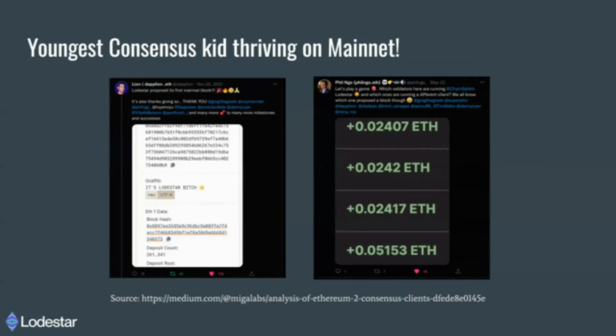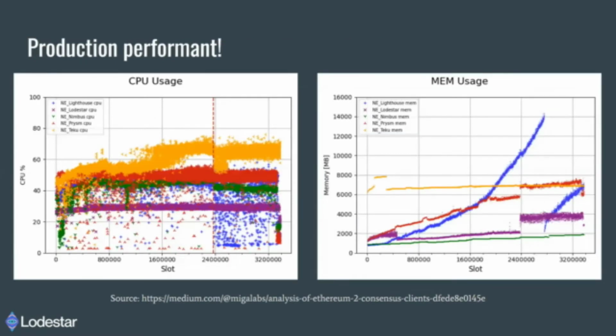Phil conducted a Twitter poll in which he asked which one of these nodes is Lodestar, and which one is, for example, one of the other leading consensus clients. And of course, the last one is where the block proposal has happened. But in the other ones, there is no way to say which one is Lodestar and which ones are the other leading clients running on the mainnet. So we are there, and that's why you should use us, because we are also production performant.